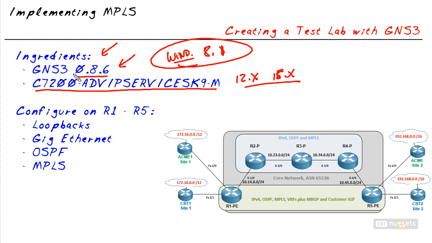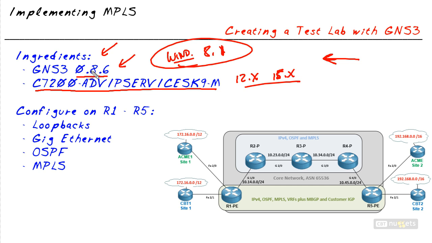Macintosh, Linux, Windows, various flavors of Windows, and then various versions of IOS, 12.x or 15.x, as long as it has the MPLS feature set, which the Advanced IP Services does. Now what I would love to do in this video is we're going to take a look at how to put the pieces together in GNS3.